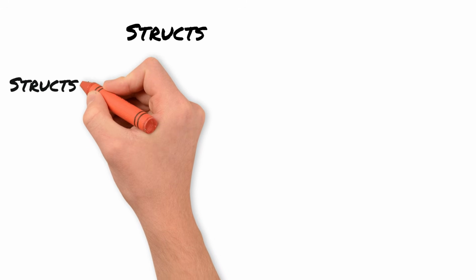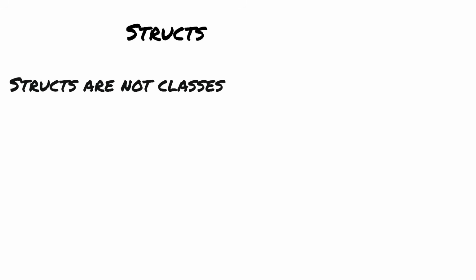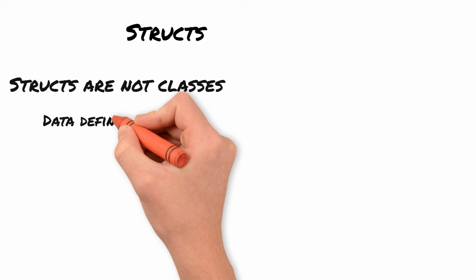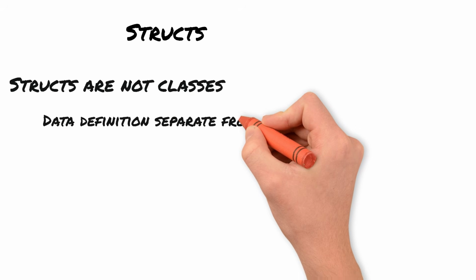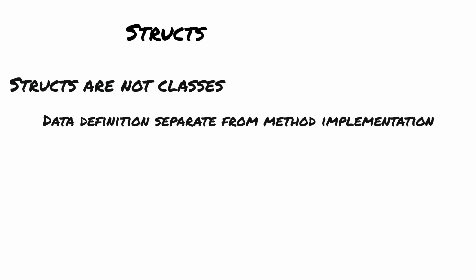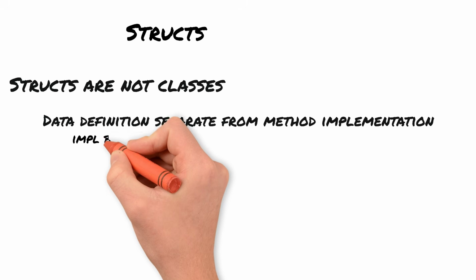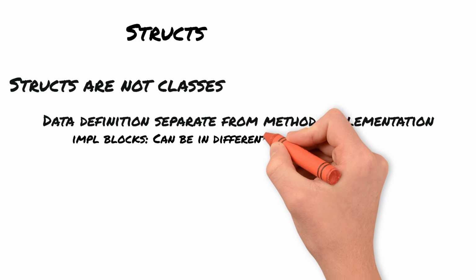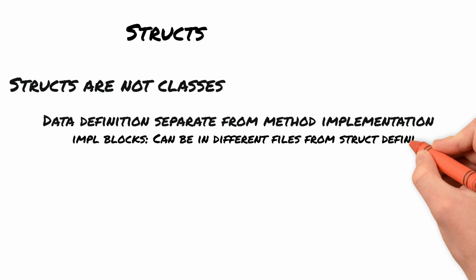First things first, structs, while similar, are not classes. Data definition is separate from method implementation. By separating data and behavior, it keeps types minimal and stable while letting you layer on behavior, privacy, and polymorphism explicitly and safely. Note that the implementation blocks can be in different files from the struct definition.